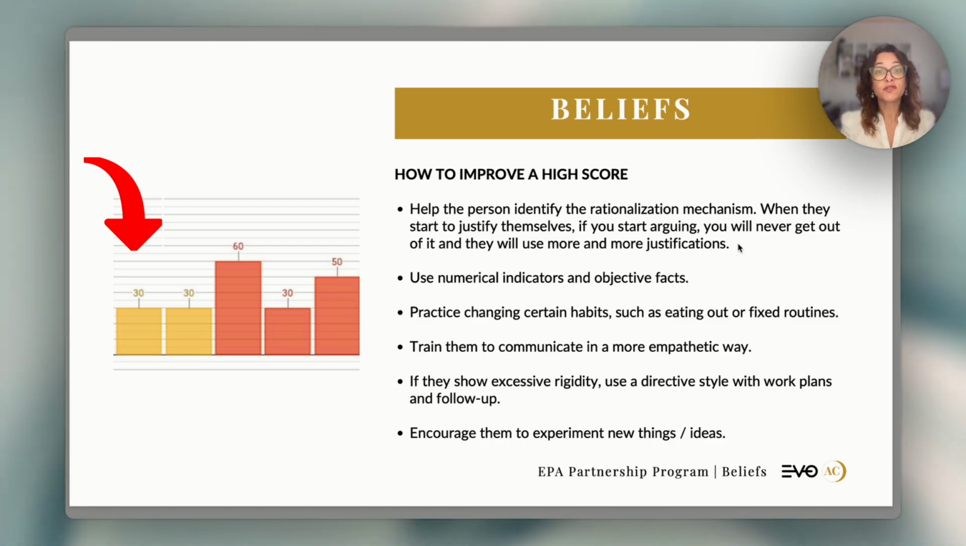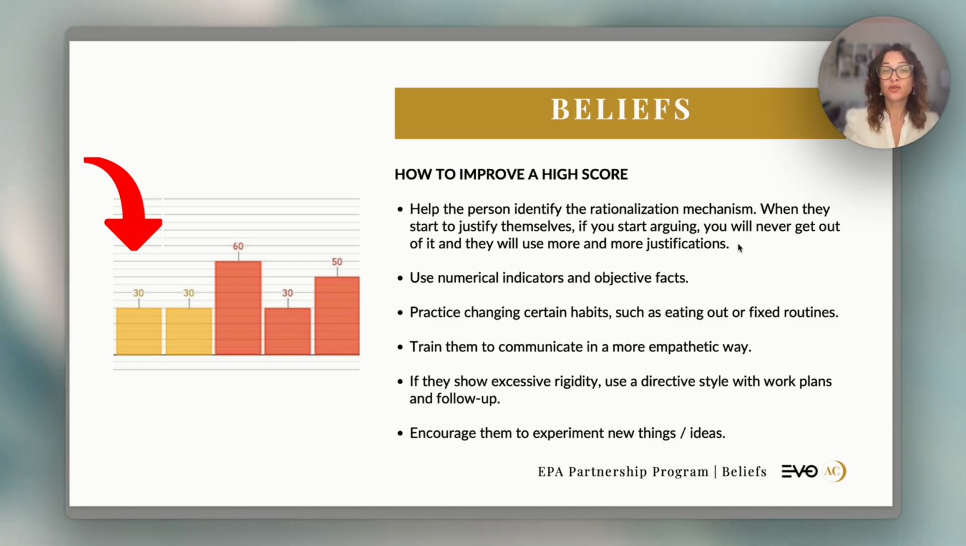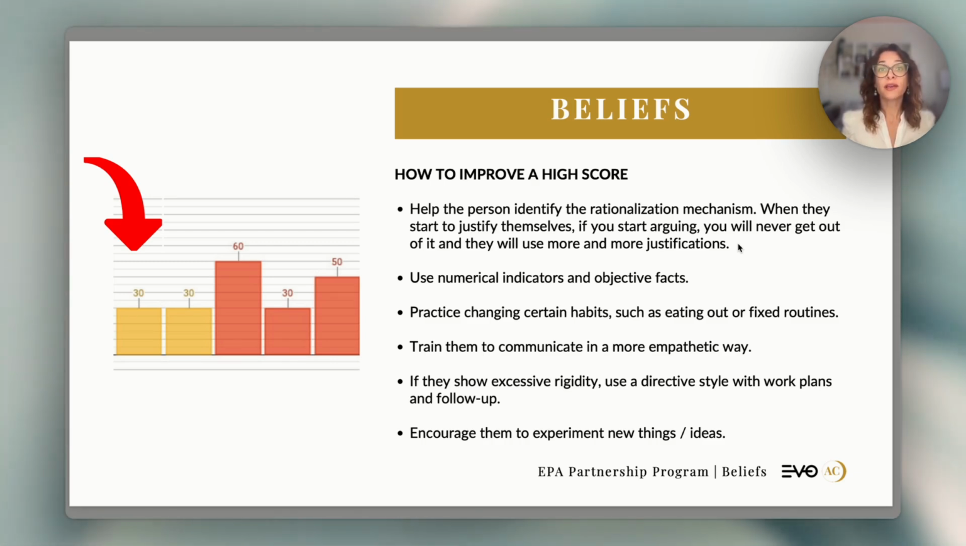You also want to use numerical indicators and objective facts. So remember, results are created by actions that are created by ideas. So if the numbers do not move, the statistics do not move, it means that the actions have not changed. Or if the actions have changed, the ideas behind them haven't changed. So we know we have to keep working on the beliefs. Numerical indicators, statistics, and trends are a great tool to work with people with a high belief trait.